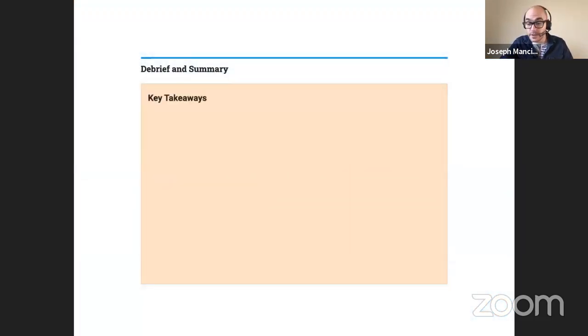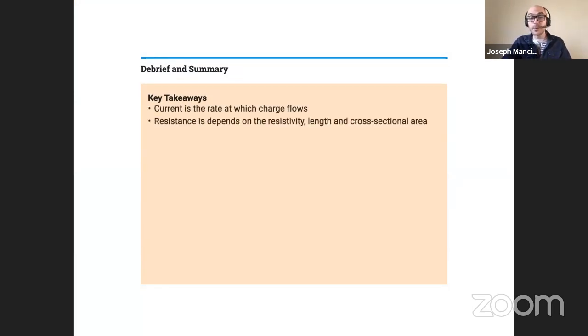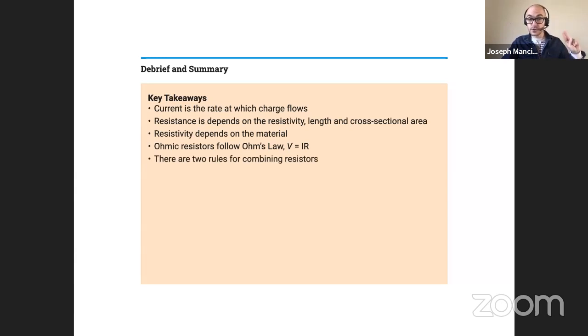So here comes your debrief and summary. Here's what we were hoping that you learned today. Current is the rate at which charges flow. Resistance depends on resistivity, length, and cross-sectional area, and resistivity depends on the material. Resistivity is a material property, resistance is an object property. And ohmic resistors follow Ohm's law, that current is proportional to potential difference. There are 2 rules for combining resistors. There's the one after the other rule, and then there's the one or the other rule.